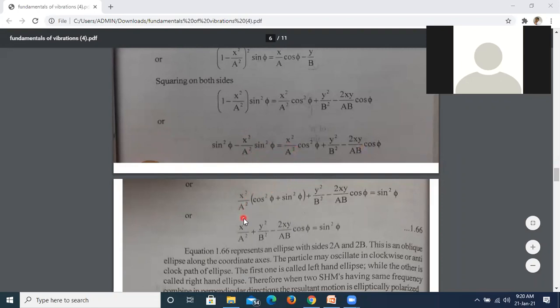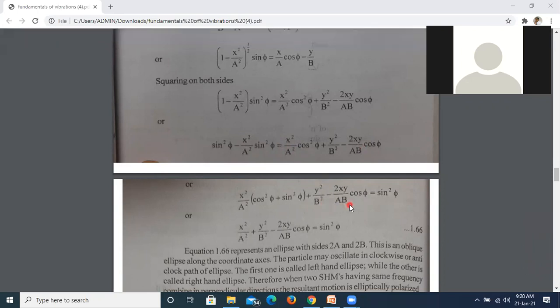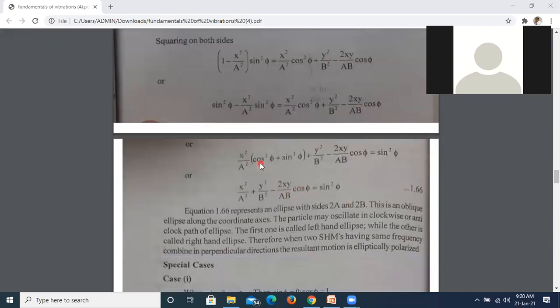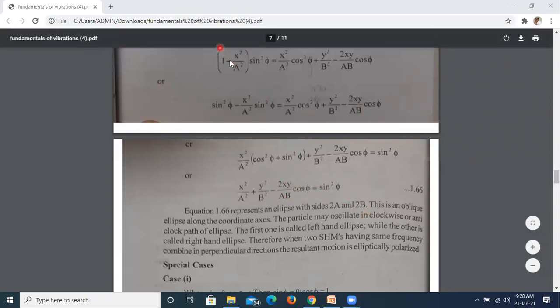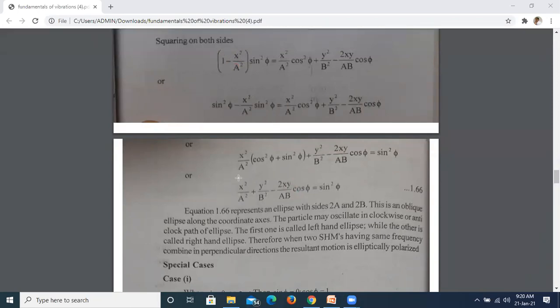Then, by taking x square by a square common, we get cos square phi plus sin square phi, plus y square by b square minus 2xy by ab cos phi equal to sin square phi. But cos square phi plus sin square phi equals 1, so this equation becomes x square by a square plus y square by b square minus 2xy by ab cos phi equal to sin square phi. This is the final equation we got.